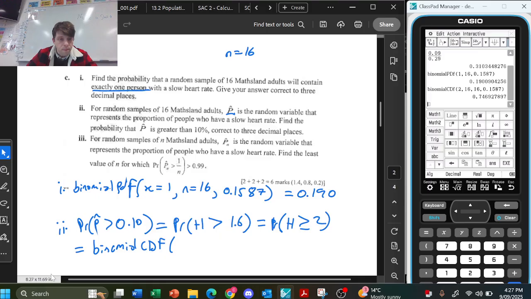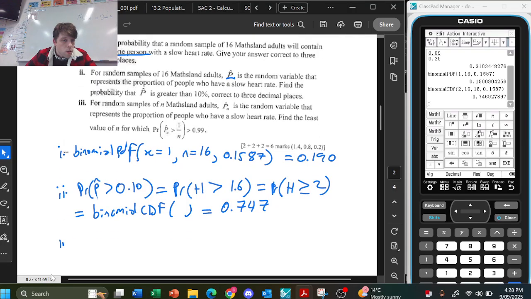So putting that in, we get out an output of 0.747. So again, 3 decimal places. Is that correct? Where was I? Yep, that's correct. Awesome. Moving on. Okay, so I.